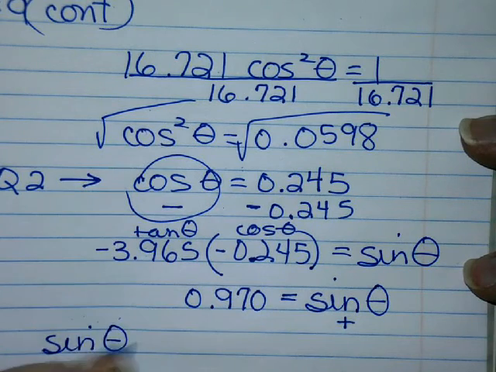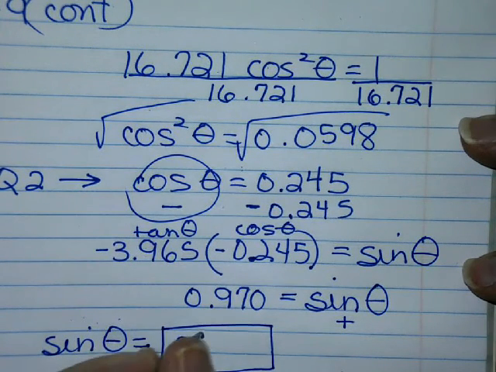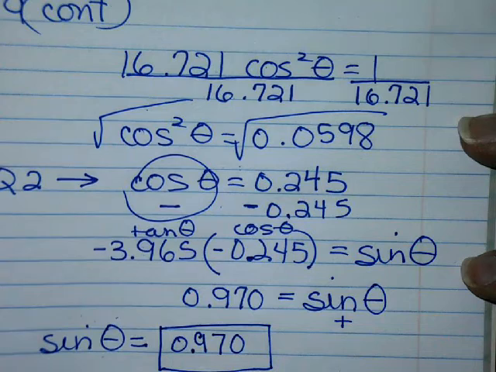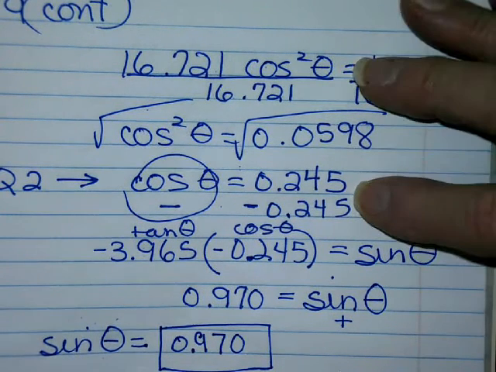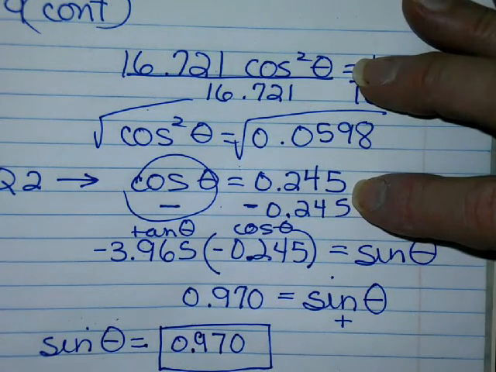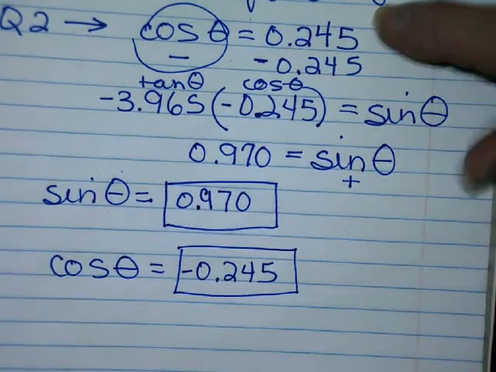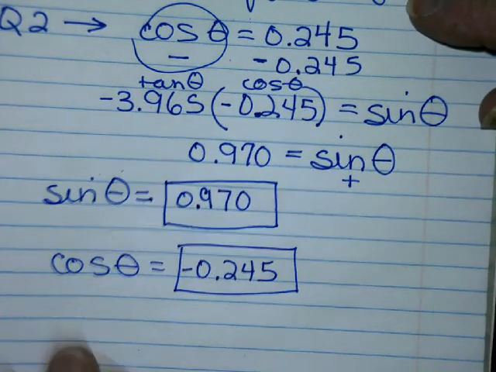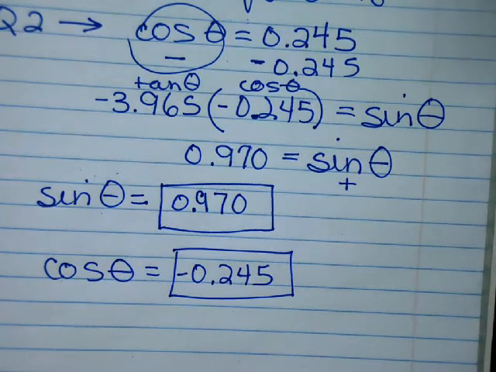So my first answer in my box is the sine value. And my second answer is the cosine value, which I found up here. There we go. And you're done with number 9. So that took a lot.